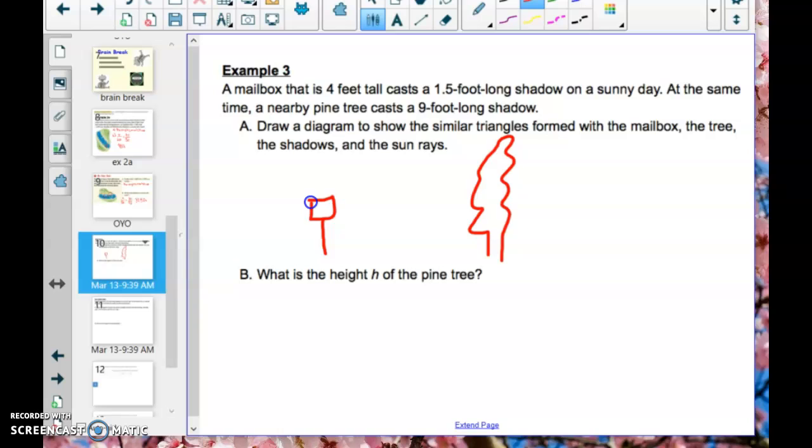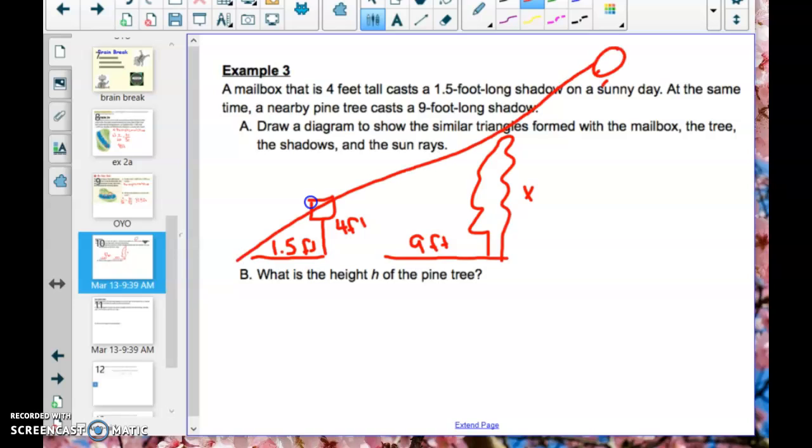So we have a mailbox that is 4 feet tall, and it casts a shadow that is 1.5 feet long. At the same time, a pine tree, which I'm not quite sure what the height of it is, casts a 9 foot shadow. And you know you'd have the sun out here, and it would complete the similar triangles going through like that. So now I want to find what the height h is of the pine tree.